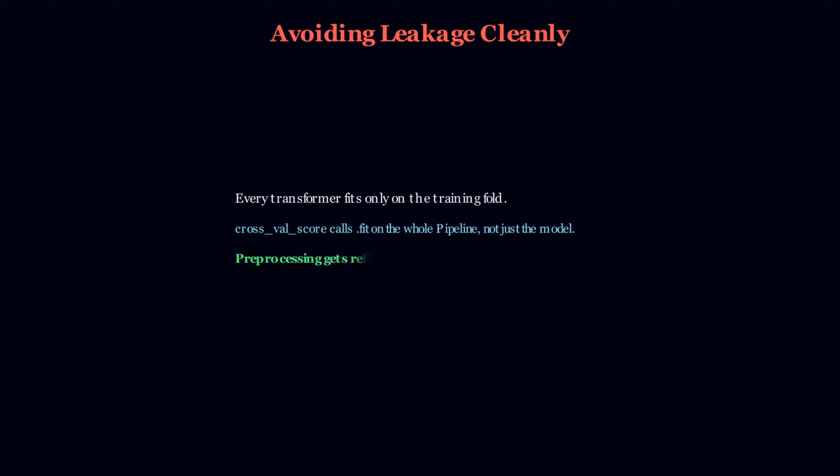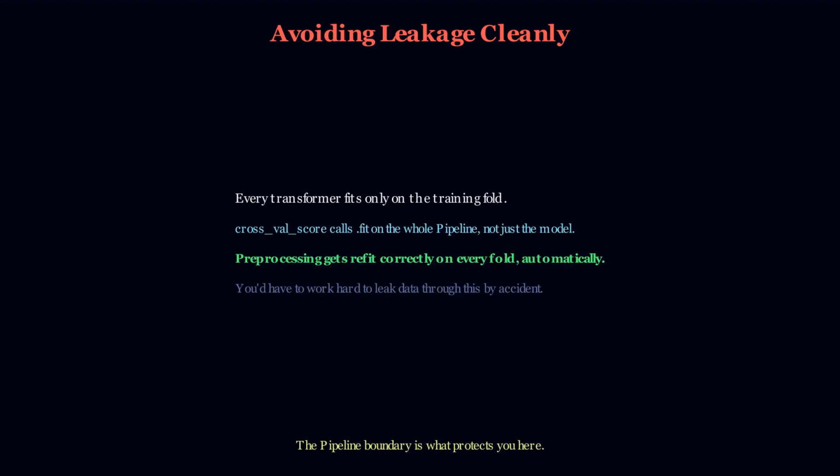Here's the part that actually prevents leakage. Every transformer inside the pipeline fits only on the training fold. Cross-validation calls .fit on the whole pipeline, not just the model. Preprocessing gets refit correctly on every single fold, automatically. You'd have to work hard to leak data through this by accident.